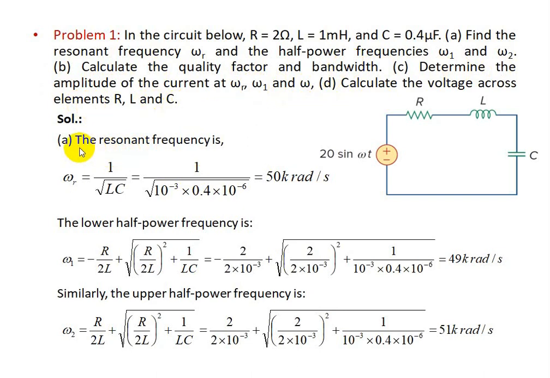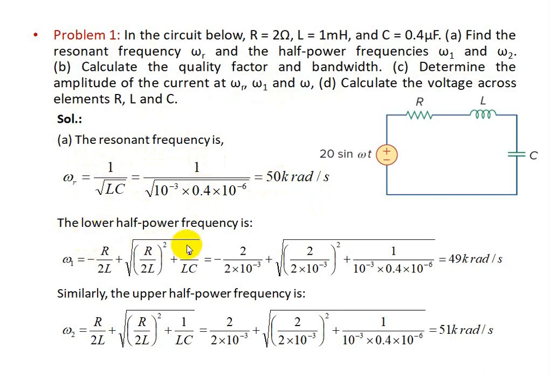So part A, we have to find out the resonant frequency omega r. It is given by the formula 1 by under root LC. So L is given as 1 millihenry, C is 0.4 microfarad. Substitute the values and find omega r. It is 50 kilo radians per second.